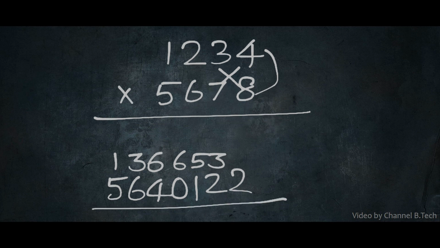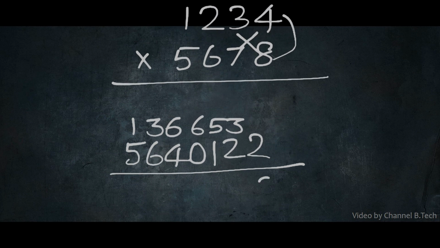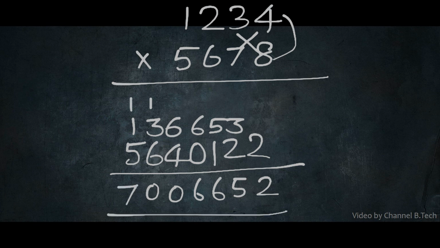Now I have to add these values. 2. 3 plus 2 is 5. 5 plus 1 is 6. 6 plus 0 is 6. 6 plus 4 is 10. 0 here and 1 carryover. 1 plus 3 plus 6 is 10. So 0 and 1 carryover. 1 plus 1 plus 5 is 7. So the product of 1, 2, 3, 4 cross 5678 is 7006652.